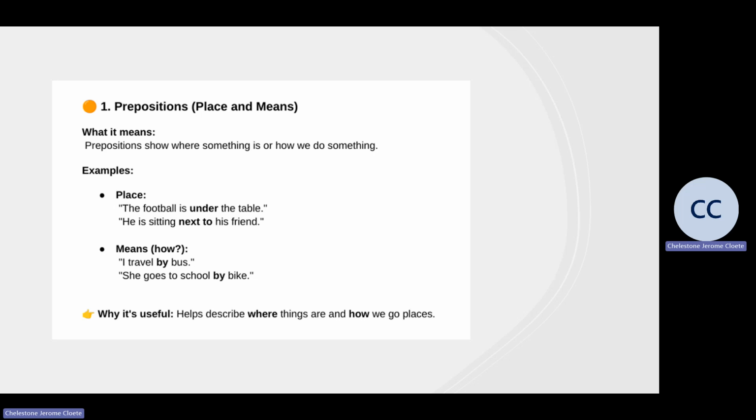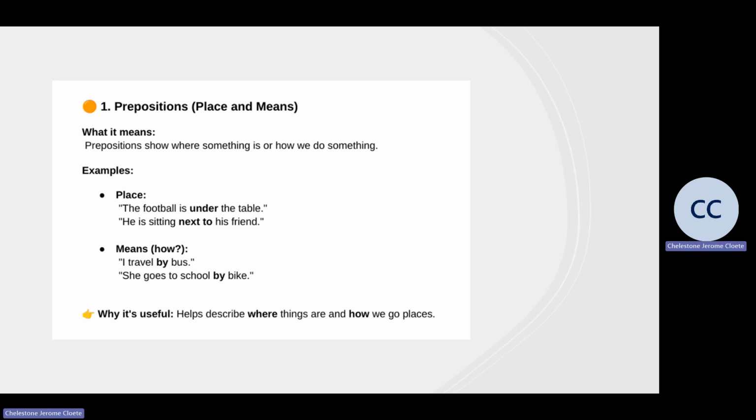All right. Again, when we need to know the preposition of place, we ask ourselves, where is this thing in relation to something else? Is it next to the thing? Is it on the other thing? Is it under the other thing? Is it in the box? Is it outside of the box? Is it on top of the box? Is it next to the box? So all of those are prepositions of place, right?